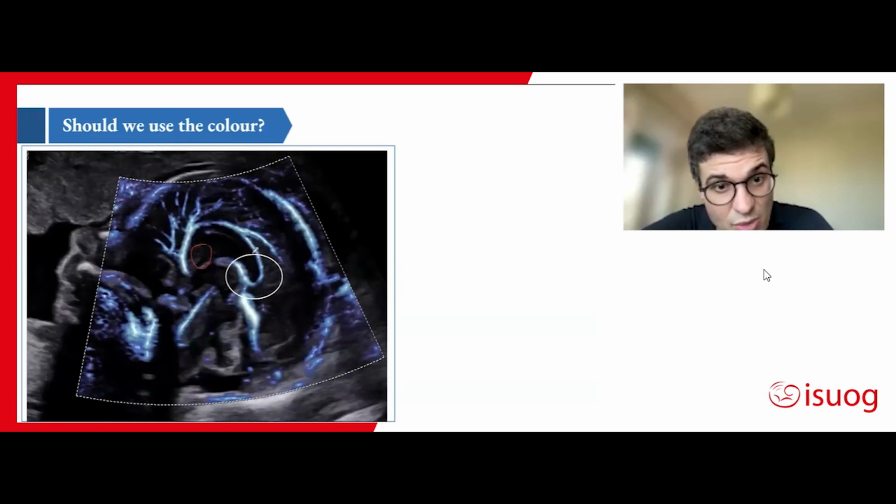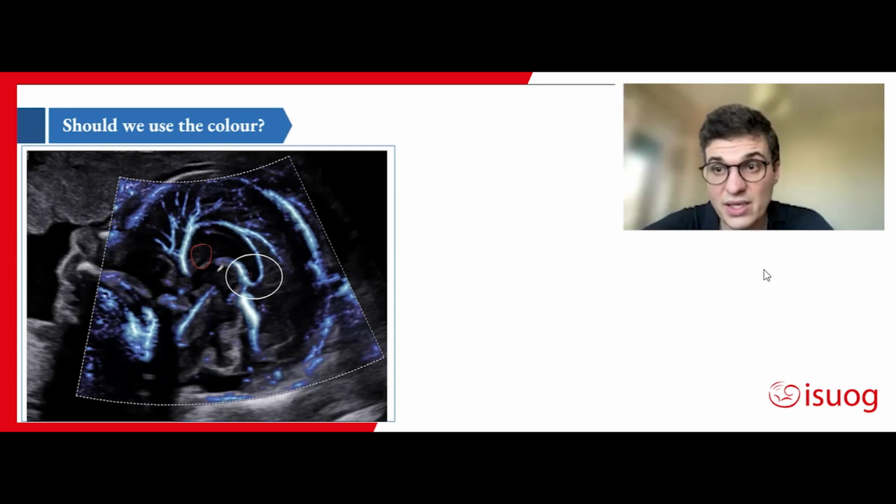And why is that? Because the posterior inferior part of the pericallosal artery actually follows the corpus callosum itself and delineates the splenium of the corpus callosum. So should we use Doppler? Yes, in order to roughly identify the corpus callosum.